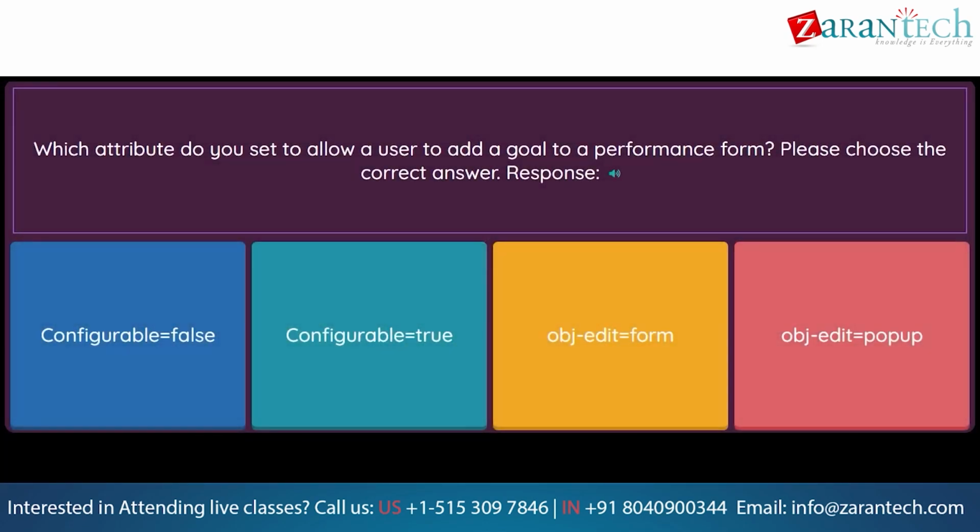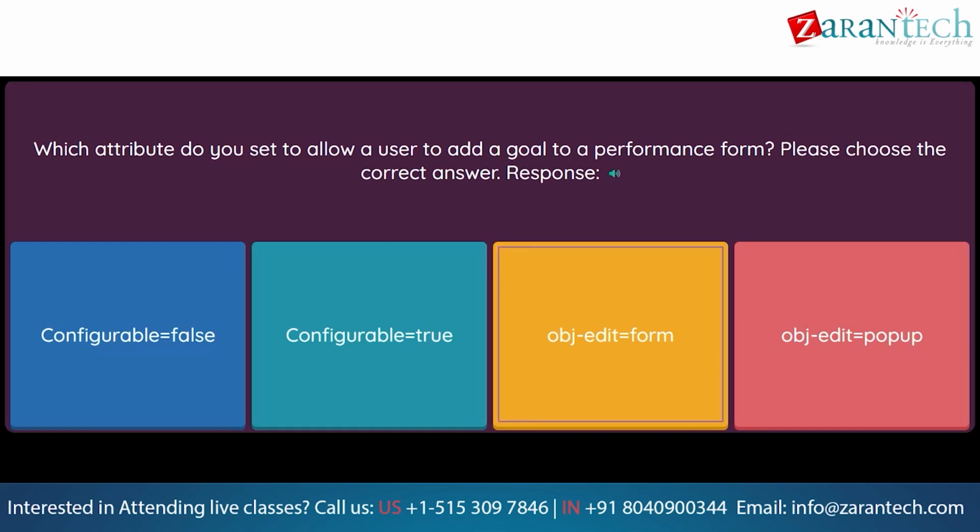Question: which attribute do you set to allow a user to add a goal to a performance form? Please choose the correct answer. Response: Option 1, configurable equals false. Option 2, configurable equals true. Option 3, obj edit equals form. Option 4, obj edit equals pop-up.